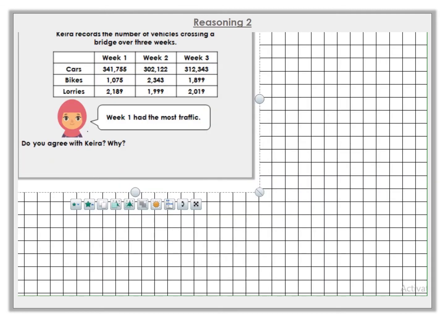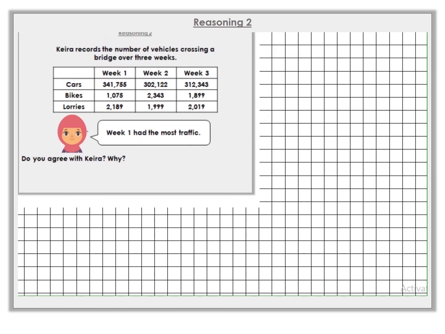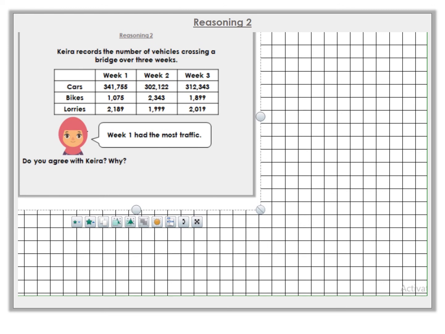Okay, so let's see how to get on with that one. She says that she thinks that week 1 will have the most traffic, the largest amount. So let's see if she's correct. You can't just say yes or no, you need to be able to say why. And that is something that we've had to really work on this year. So we need to add up all of week 1 together, then we need to do week 2, and then week 3, because then you can compare it properly.